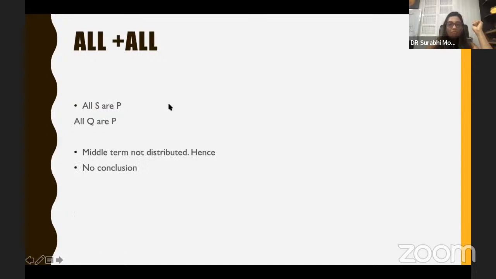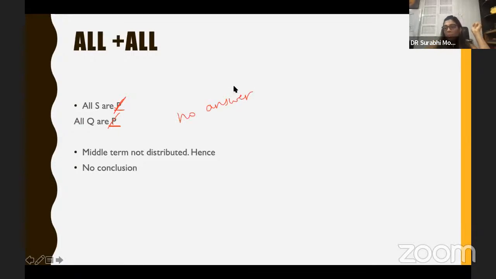And we go to the final combination of all plus all. In the third combination, we see that the middle term is not distributed. Neither here is it written with all, nor here is it written with all. In this case, all plus all gives you no answer.